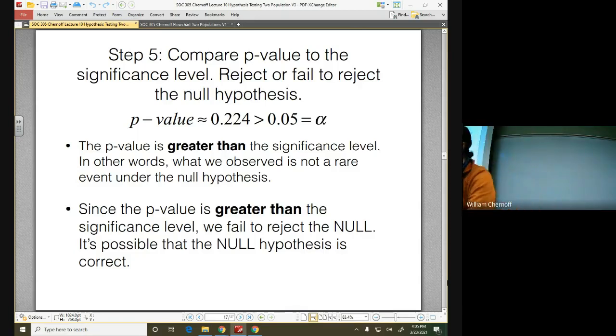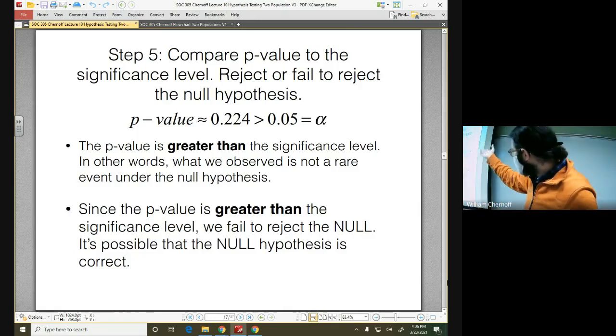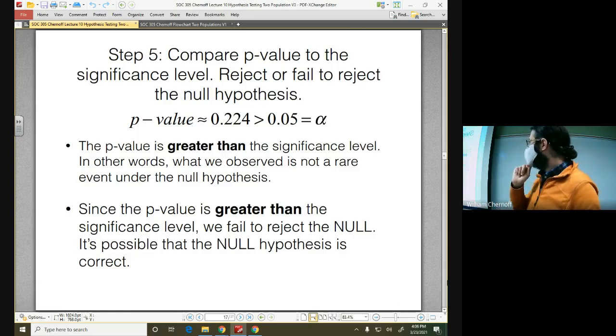What does it mean to fail to reject the null hypothesis? I think a better way to interpret it is to say that the null hypothesis is possible. We can't rule it out. So we have a p-value, it's big, and we're going to fail to reject the null hypothesis.